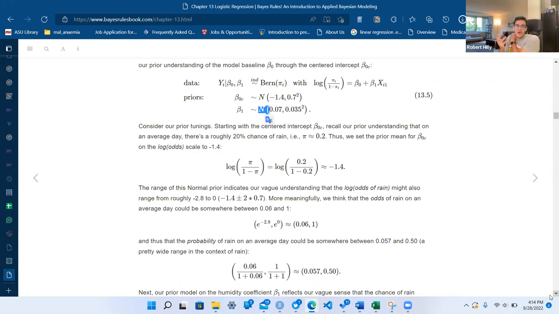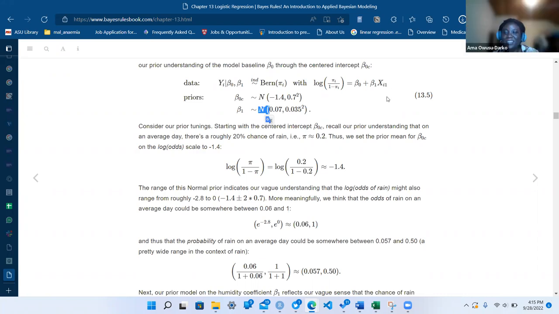I didn't use a normal. At least my very, very beginner understanding of all of this is that prior distributions are ways to encode knowledge, and you're hoping to find some distributional form that is able to model that as efficiently as possible.